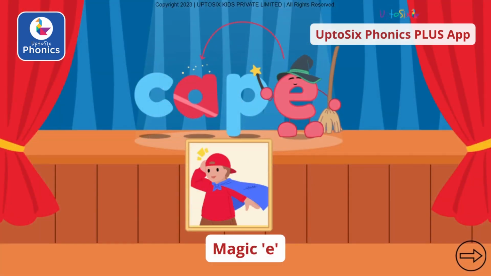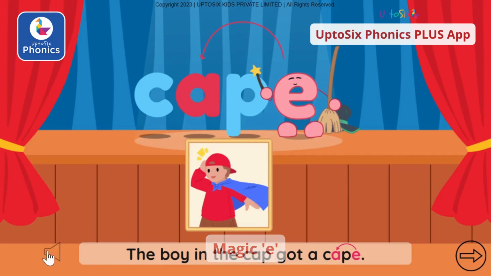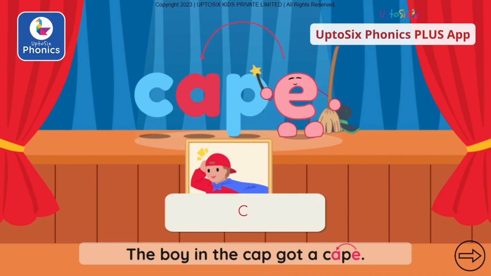Cap. Cape. The boy in the cap got a cape. Cap.